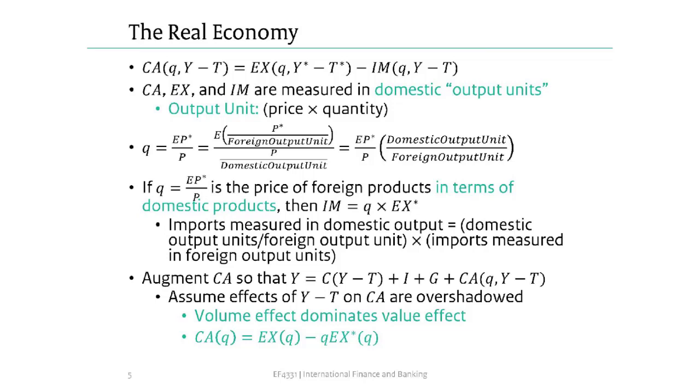Y star and T star is foreign disposable income. If foreigners are wealthier, they're most likely to also import goods and services from you, domestically. So this is going to be a positive relationship here. More foreigners getting wealthy are most likely to import from you, the domestic country, which is our exports.